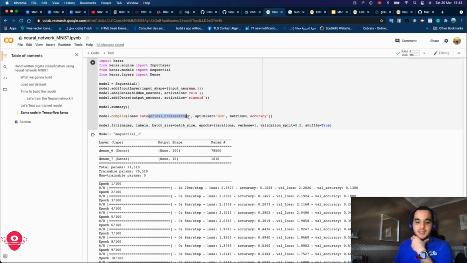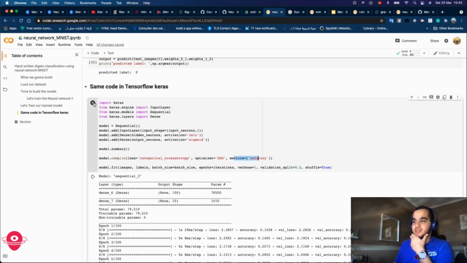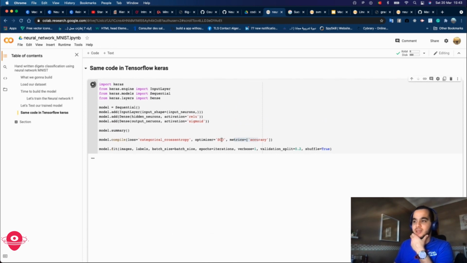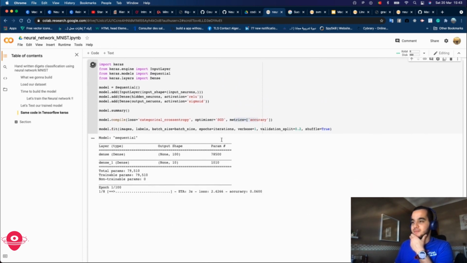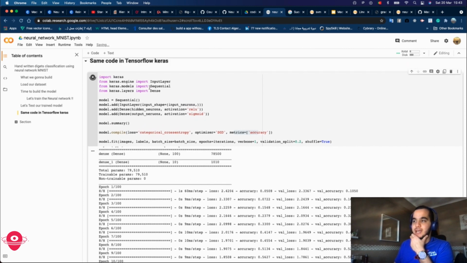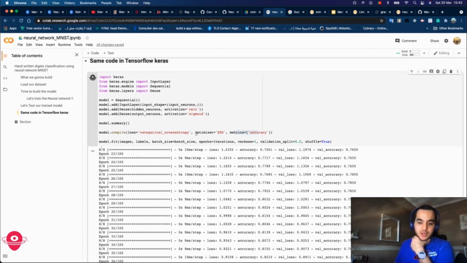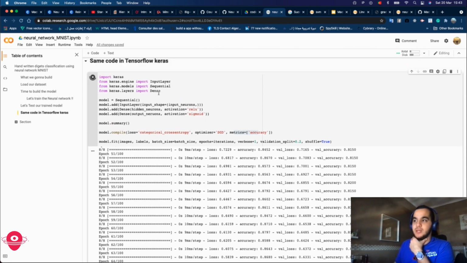And then you're gonna give it the cross entropy loss that we defined, give the optimizer, and everything is predefined. You just need to tell it what you want it to use. And if we run this model, it's going to actually converge in the same way. And the best thing about these high-level APIs is that they do have a lot of pre-built things. So it's going to save you a lot of time.